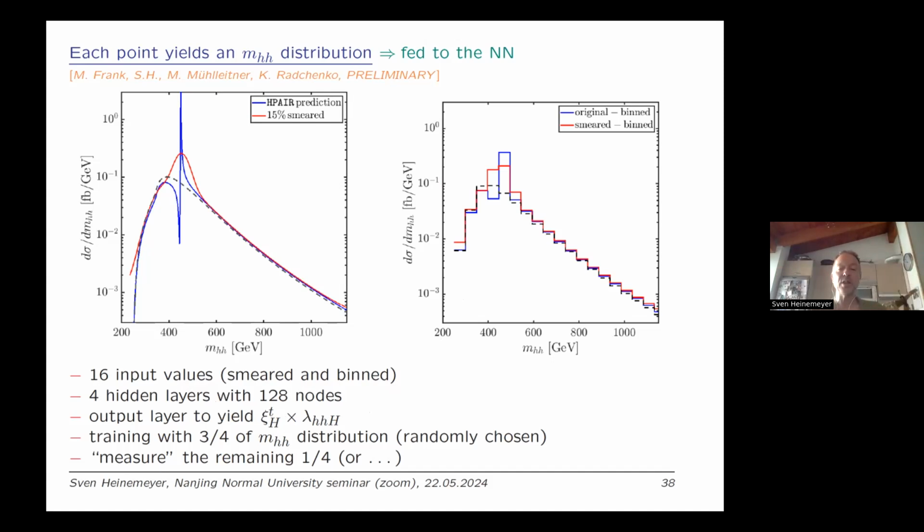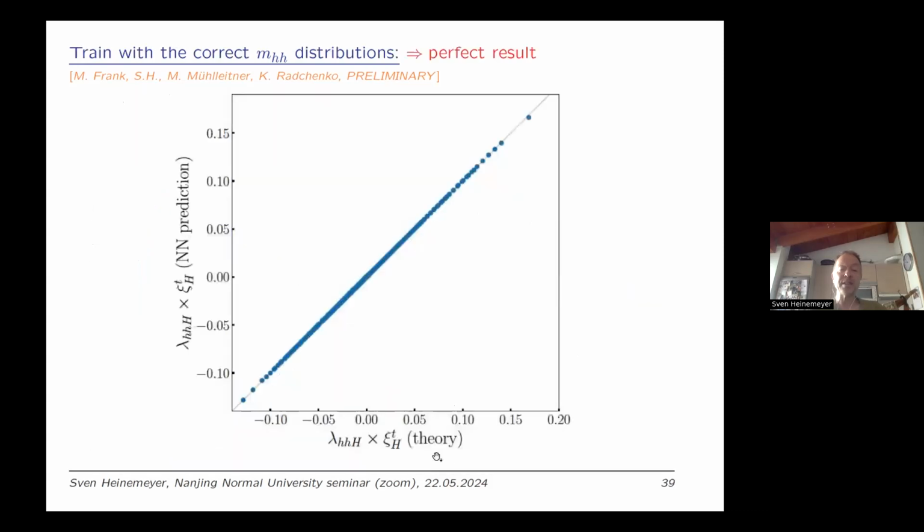This is the idea of the neural network. And you can vary these 3/4 and vary this quarter, so that in the end you get an idea of the whole plane, what's going on, whether you can determine something. And if you do it like this, the result, this is the theory prediction, and this is the neural network prediction. The result is completely straight. You really can pin down with the neural network the product of this BSM triple Higgs coupling.